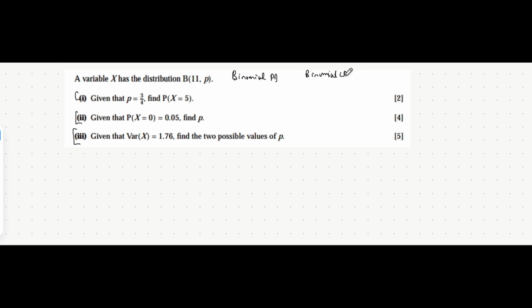I'm stuttering a little bit because I'm thinking of which way to go through first. But yeah, let's go through binomial PD.